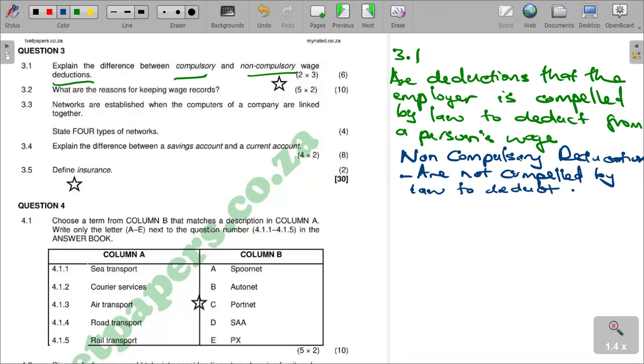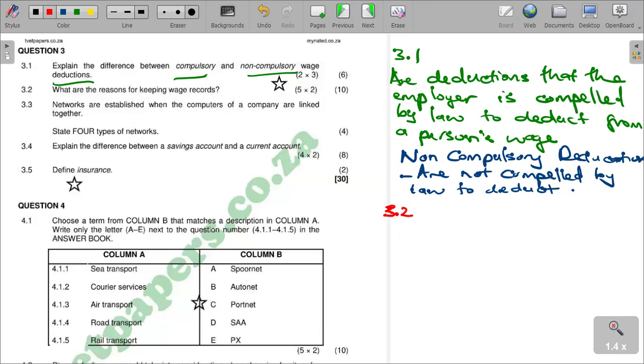They're not compelled by law to deduct. So let's move on to question 3.2. What are the reasons for keeping wage records?